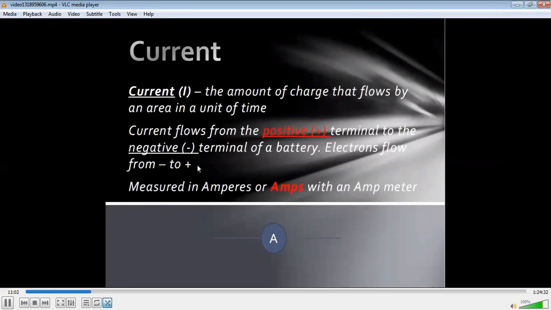And this is the symbol of current, which is connected with the ammeter. This is a machine which measures the amount of electric current. Remember it. An ammeter is a device which can calculate the amount of electric current.